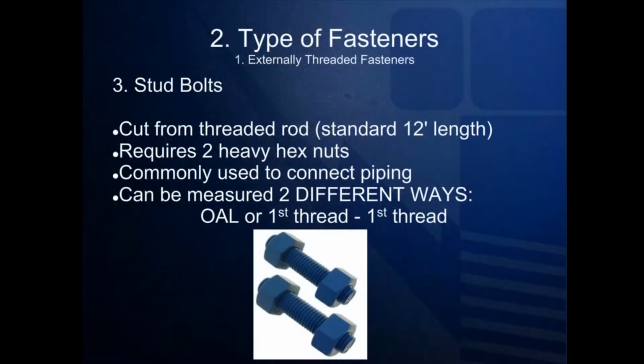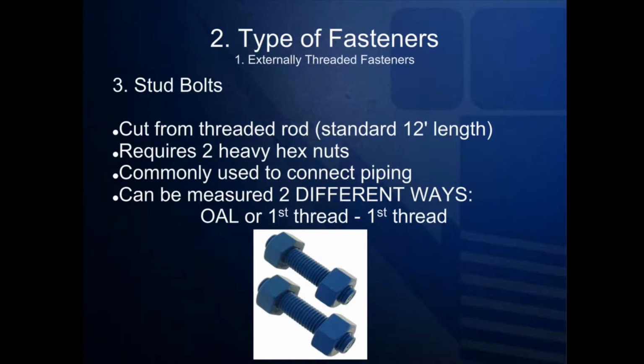Another type of externally threaded fastener is a stud bolt. Stud bolts are commonly made by cutting them from all thread rod, which is typically 12 feet long. Since stud bolts do not have a head, they definitely require two nuts for assembly. Aside from welding pipe together, studs are commonly used to join pipe at flanges.